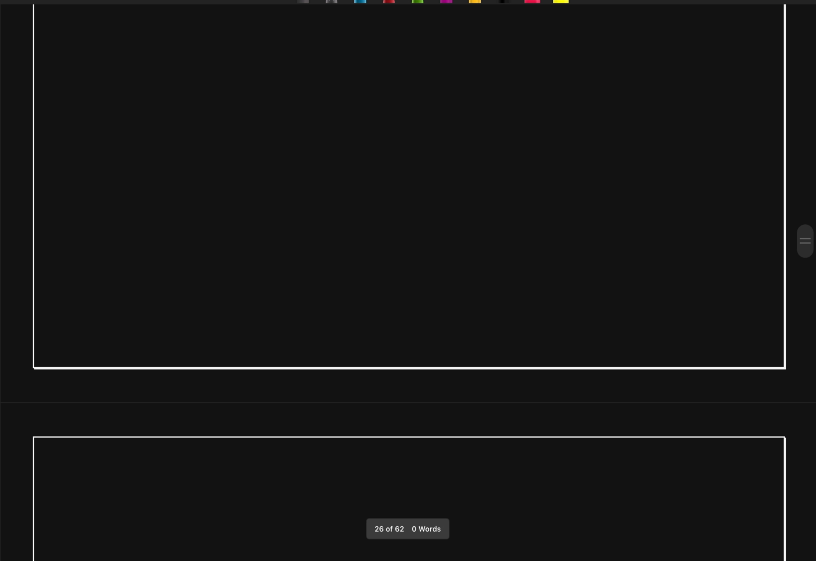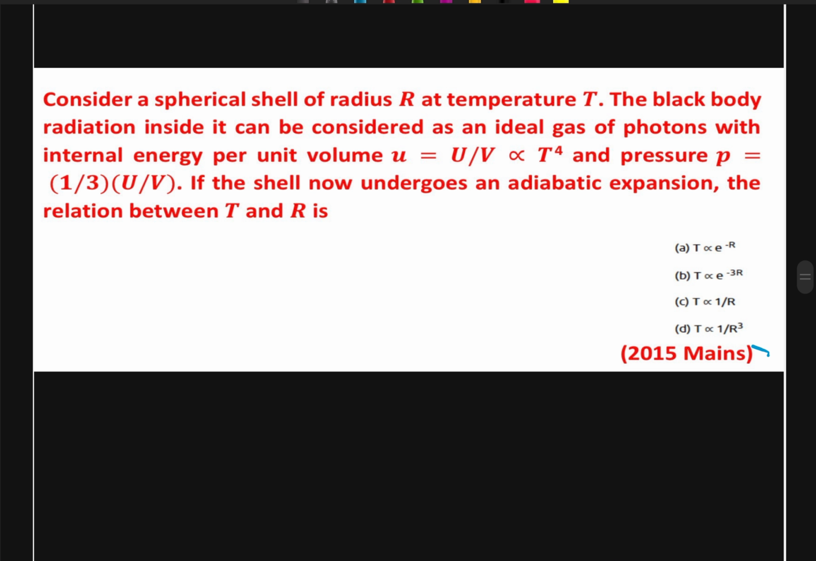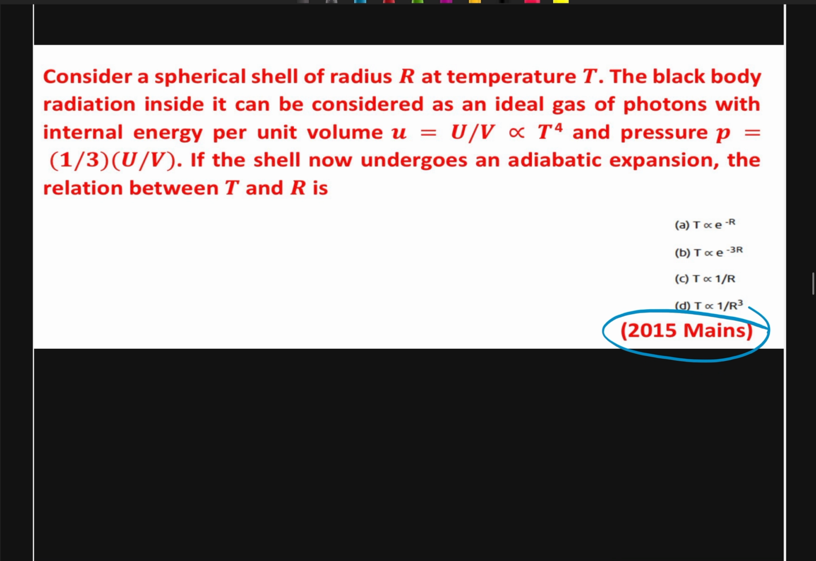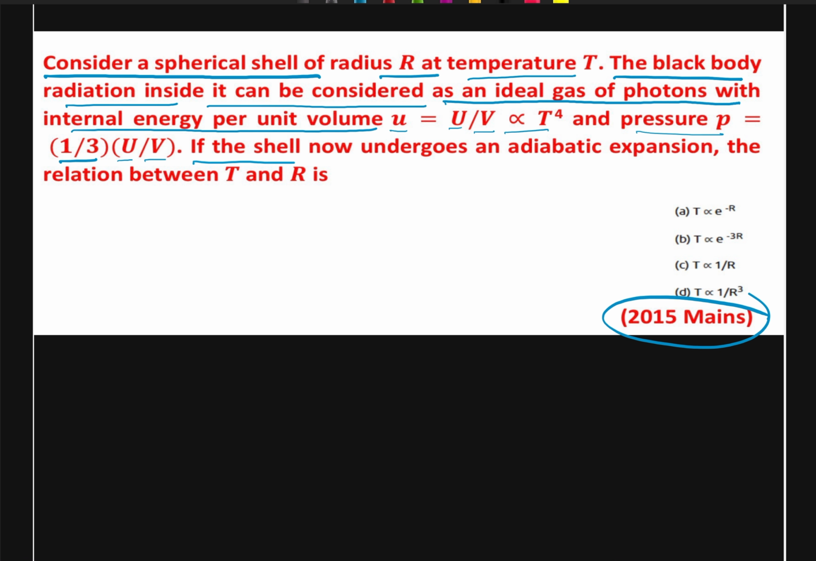Next question. It was asked in the 2015 Mains, and it states: consider a spherical shell of radius R at temperature T. The black body radiation inside it can be considered as an ideal gas of photons with internal energy per unit volume small u, equal to capital U divided by V, which is proportional to T raised to power 4, and pressure P as 1 upon 3 U upon V. If the shell now undergoes adiabatic expansion, the relation between T and R is.